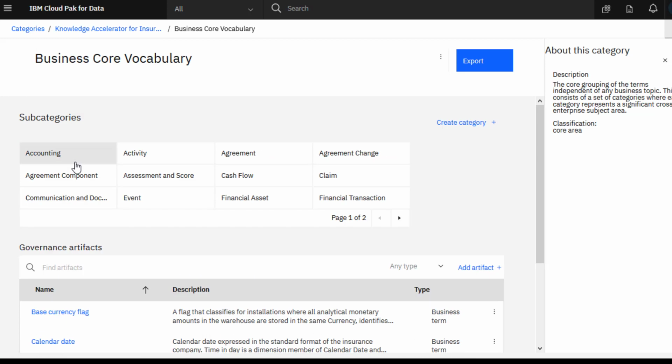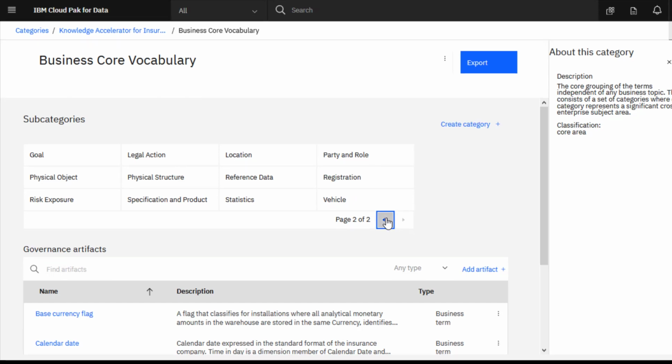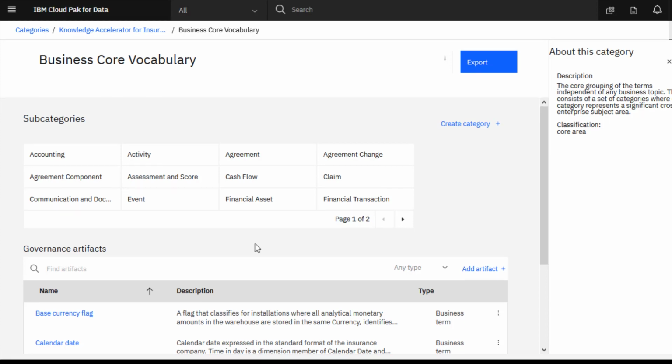Navigating to the business core vocabulary, 24 business core categories are displayed, with coverage of terms across the insurance domain. These categories include a mix of general categories such as accounting and cash flow, and insurance-specific categories such as claim, specification and product, physical object, or structure. 23 of these subcategories reflect the core business terms that describe the types of terms that insurance organizations are interested in. For example, accounting covers account balances and accounting-related data.